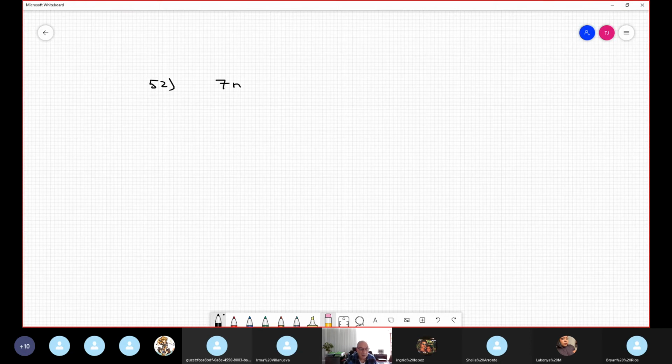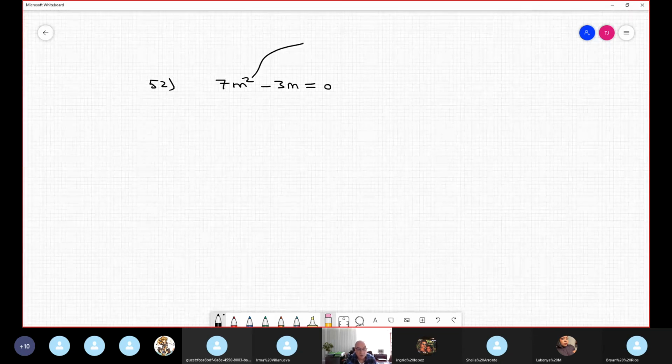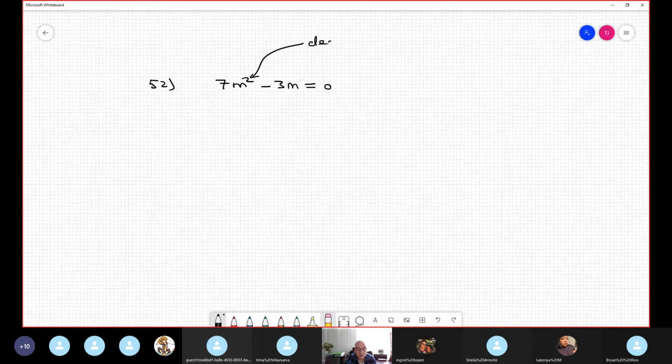7m squared minus 3m equal to 0. It's a quadratic equation. What is the clue that gives me this quadratic? These two. Degree 2 means quadratic equation. And normally, the quadratic equation contains 2 solutions. Sometimes no, but frequently yes.